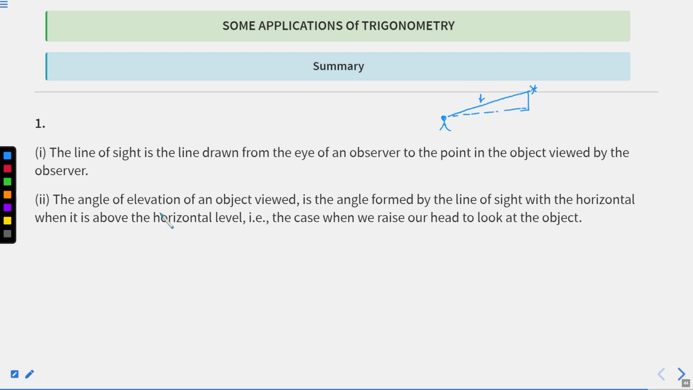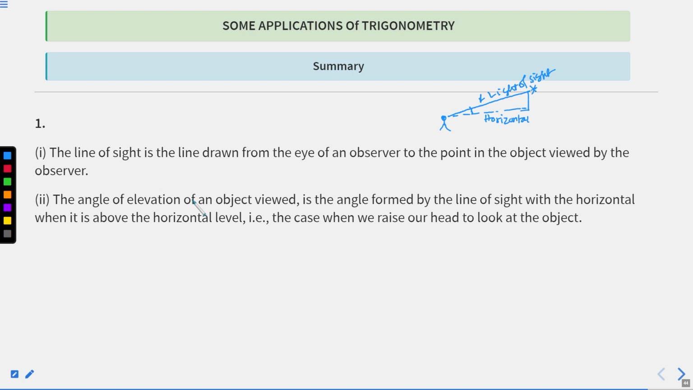Okay, and the angle of elevation of an object viewed is the angle formed by the line of sight with the horizontal line. Okay, so this is our horizontal line. So here this angle, and this is our line of sight. So this angle that is formed by line of sight and horizontal, that is called angle of elevation.